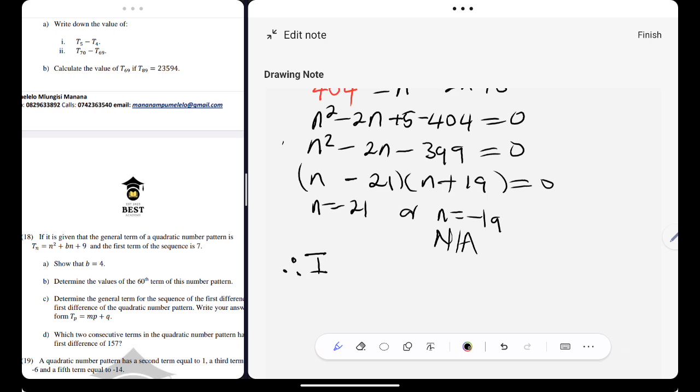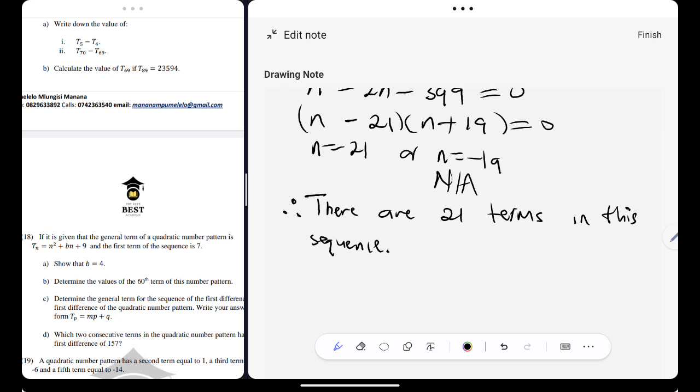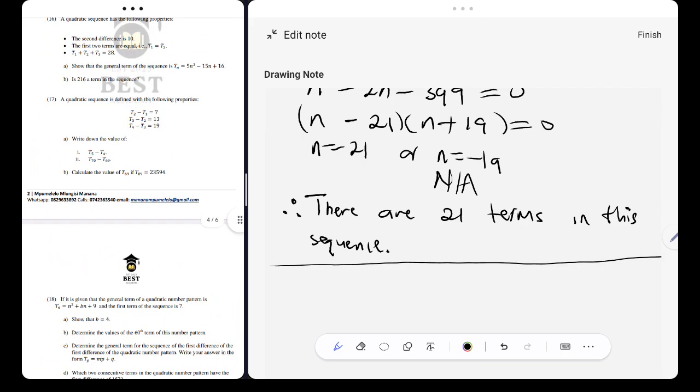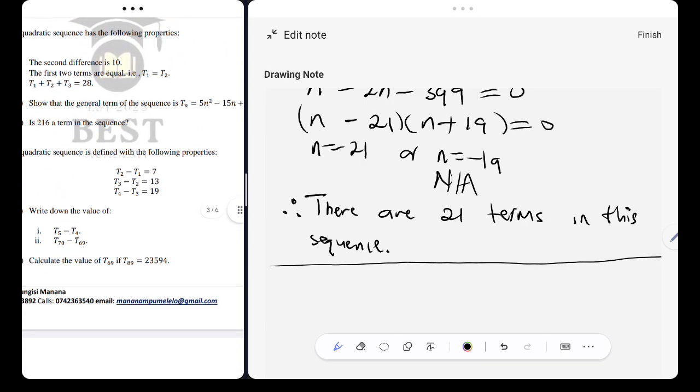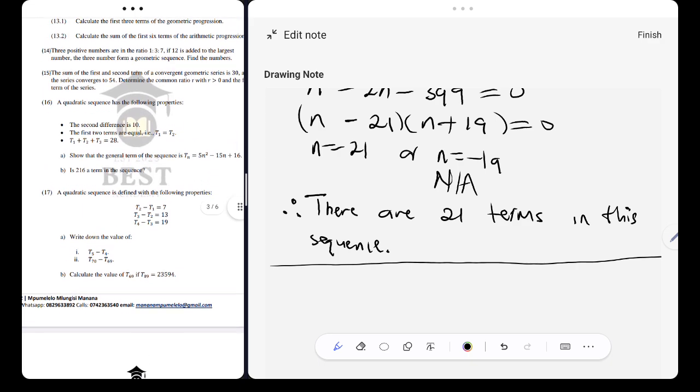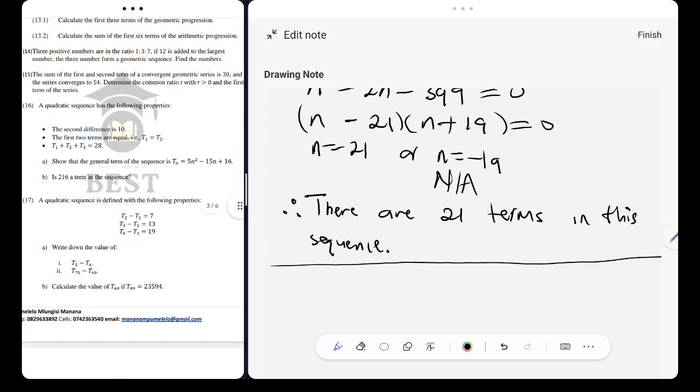there are 21 terms in this sequence. Are you together? So this is how you deal with a quadratic equation type of question. Let's do one of these. Let's go for number 16.